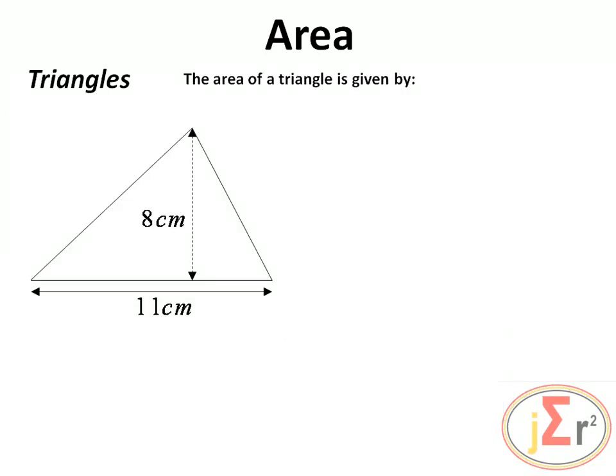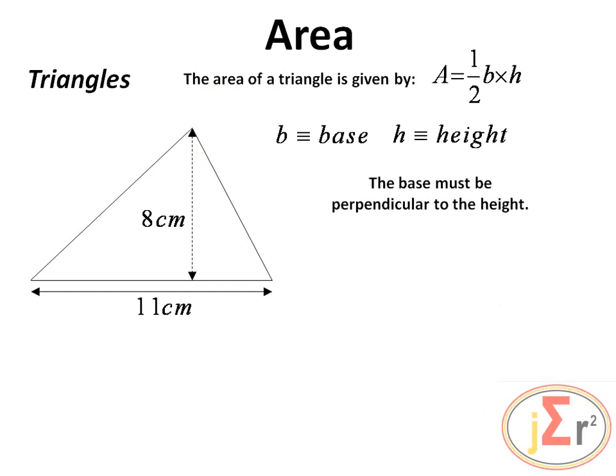Now we are moving merrily on to finding the area of a triangle, and it is given by area is equal to a half times base times height. B is the base, of course, and H is the height. The base must be perpendicular to the height. That is a requirement if you are going to get it right.